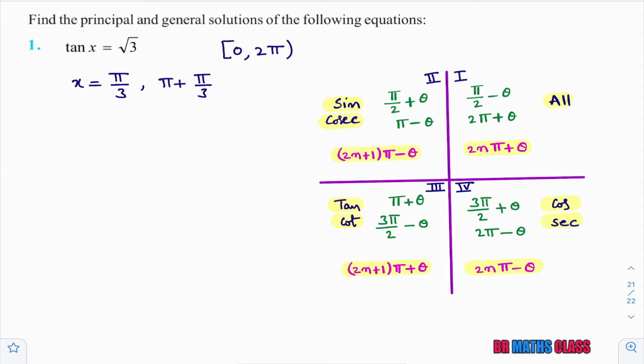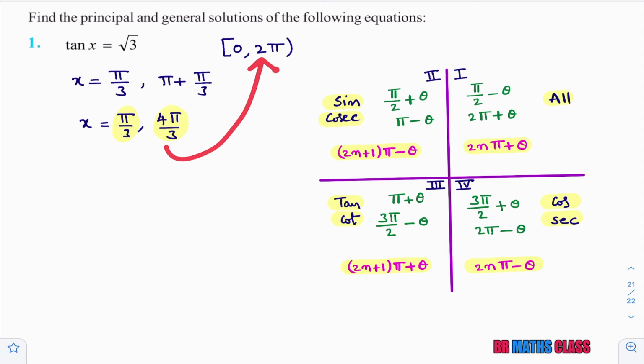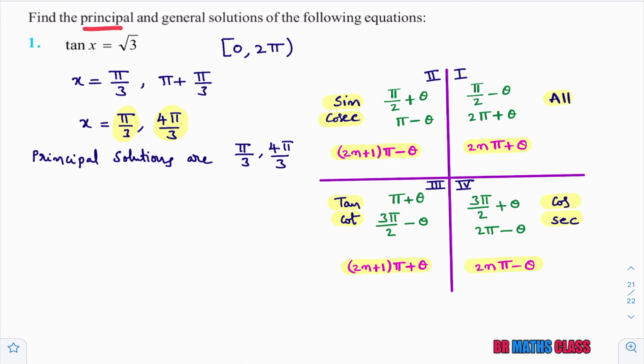So here what I am trying to say: x equal to pi by 3, and pi plus pi by 3, which is 4 pi by 3. These two values lie in this interval and satisfy this trigonometric equation. Therefore, the principal solutions are pi by 3, comma 4 pi by 3. So, we calculated the principal solution for the given trigonometric equation.